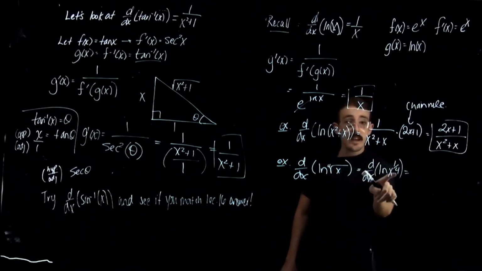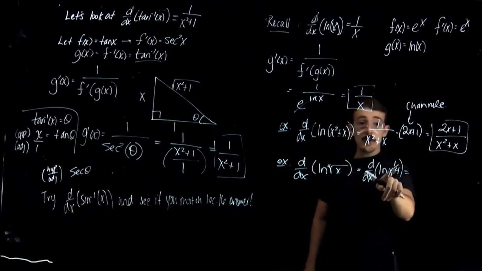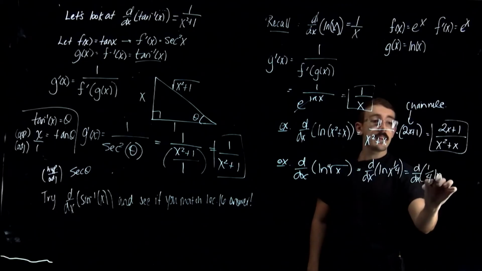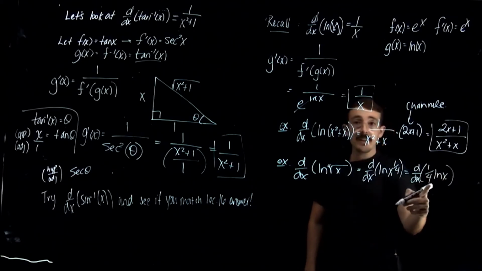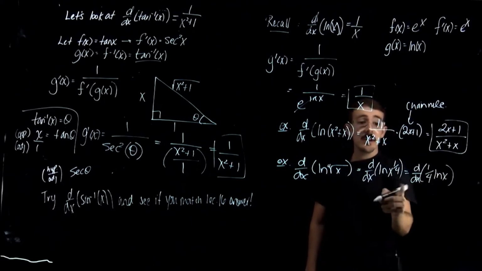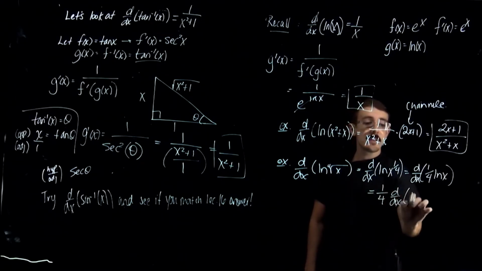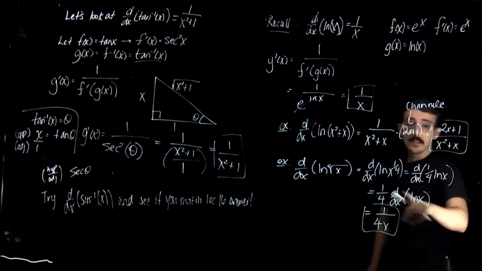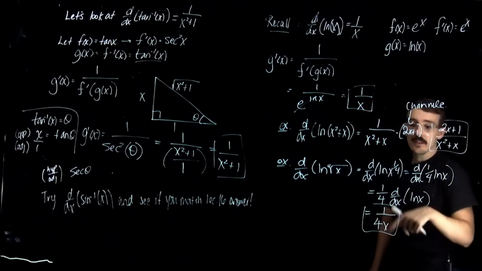And then what can you do with a power here? You can bring it in front. That's a log property. So this is the derivative of 1/4 ln of x. If I have a constant sitting in front of a function, you can bring that to the front and ignore it when you're taking the derivative. So this is the derivative of ln of x times 1/4. And this is 1 over 4x, because the derivative of ln is just 1 over x. No chain rule needed for that one.